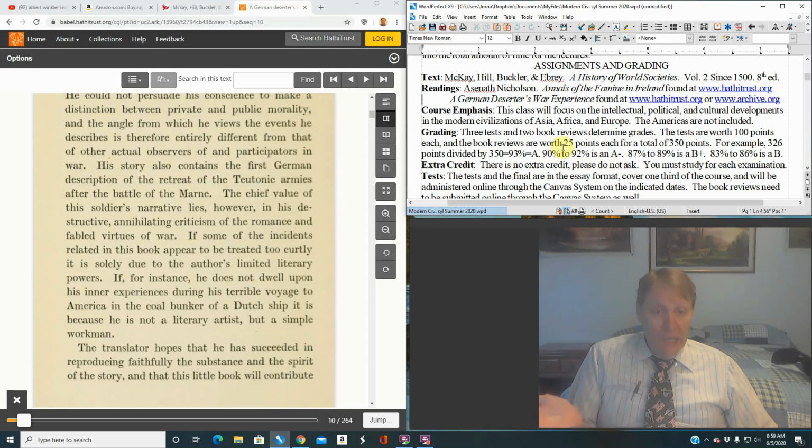Same thing within the C category. A C plus, I should say, would be, I'll say it right, 77 to 79. A C will be 73 to 76. A C minus will be 70 to 72. It breaks down perfectly.